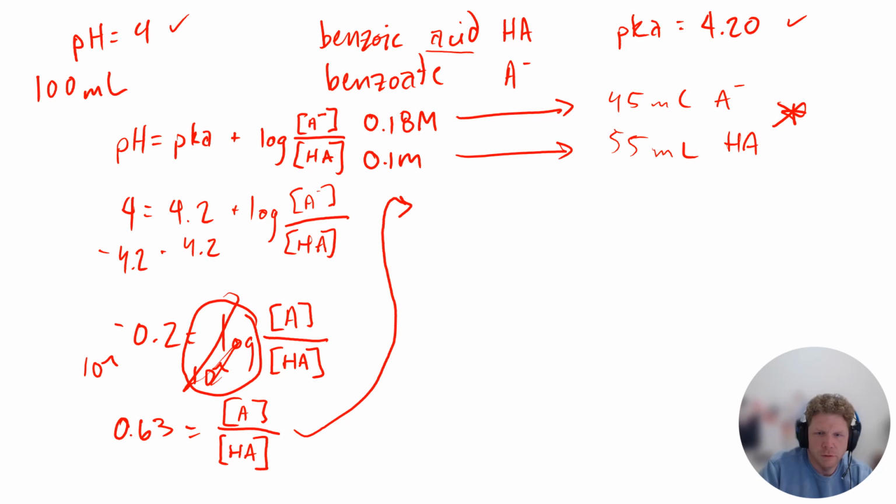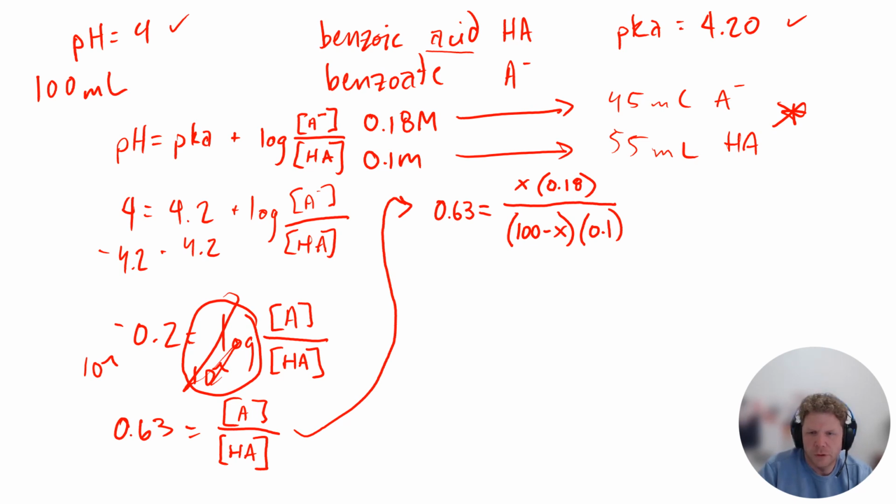So what we're going to do is say 0.63 is equal to x times 0.18, divided by 100 minus x times 0.1. Now what we're going to do with this is we're going to be solving for x, and x is going to be one of the volumes. Specifically, it's going to be the volume of our benzoate.